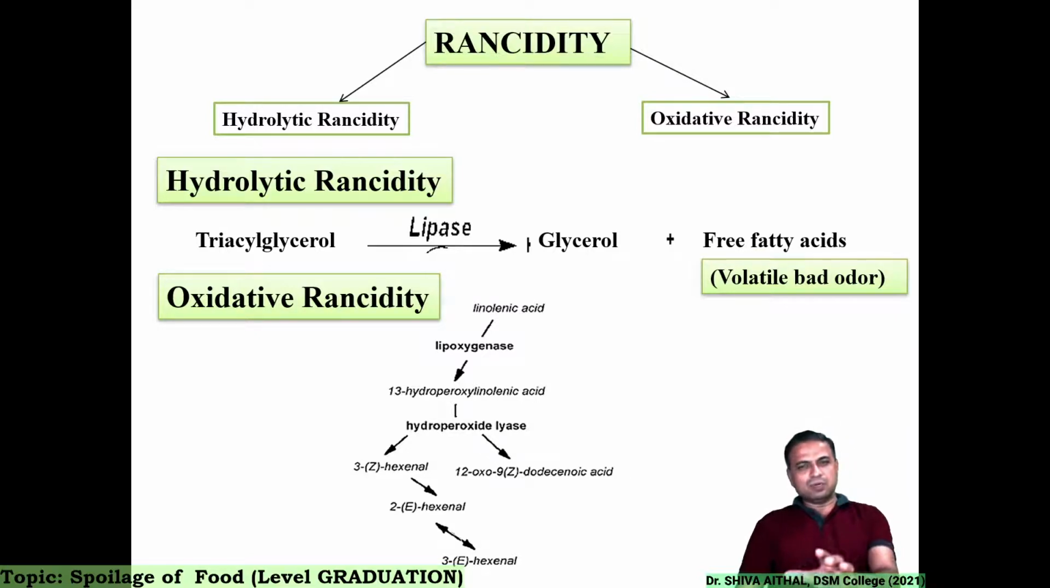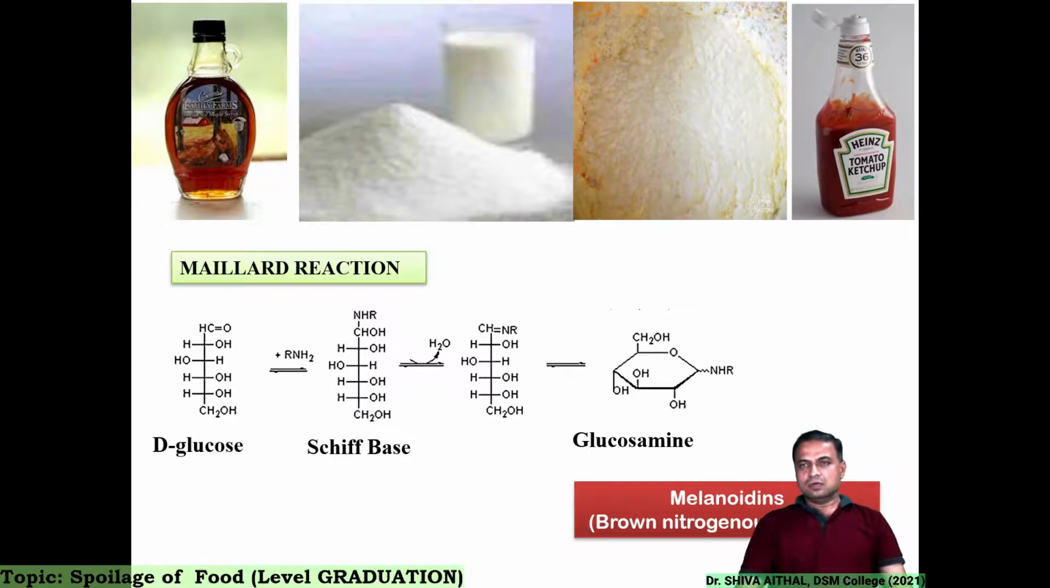So just remember, this detailing may not be needed from your examination point of view, but for your knowledge you have to understand that rancidity is a chemical change when it is brought about by the compounds present in the fruit. But if it is by microorganisms, it will be microbial food spoilage. Maillard reaction results in brown nitrogenous polymers in the food. You can see most foods get converted into sugary compounds and they get converted into browning.